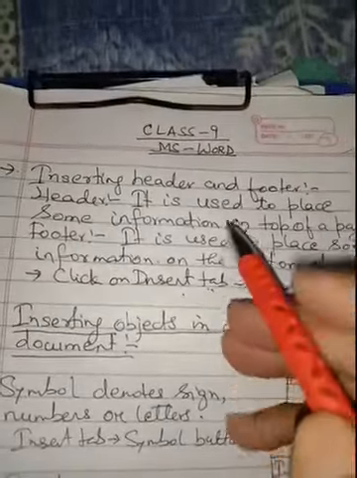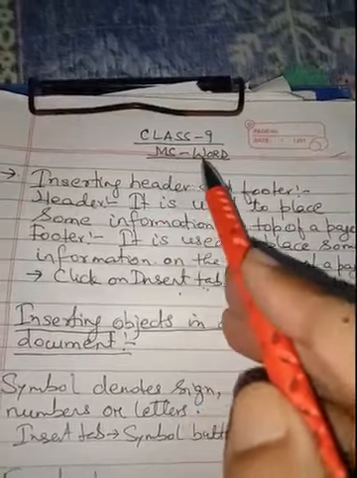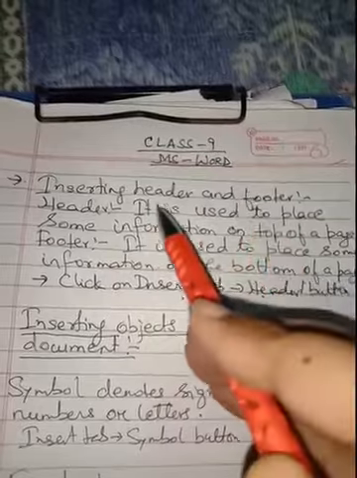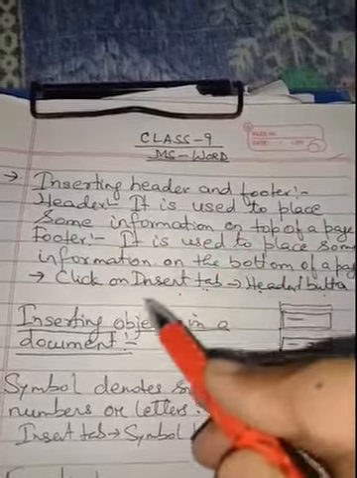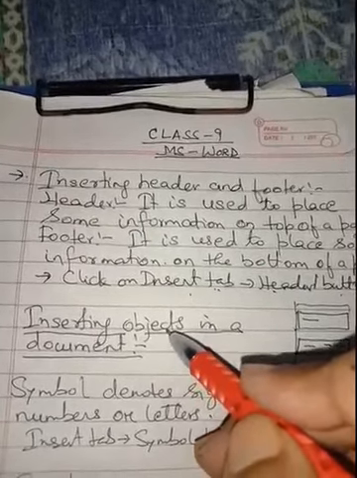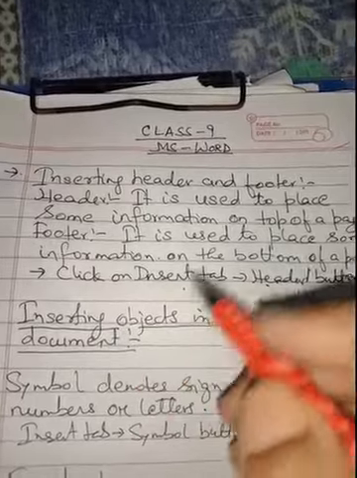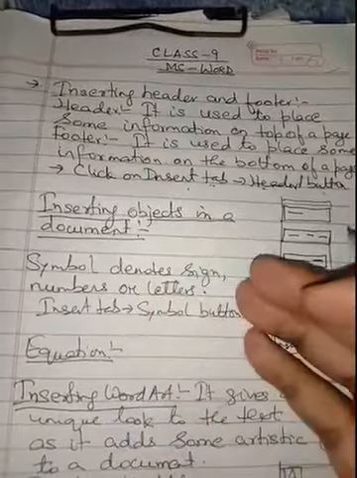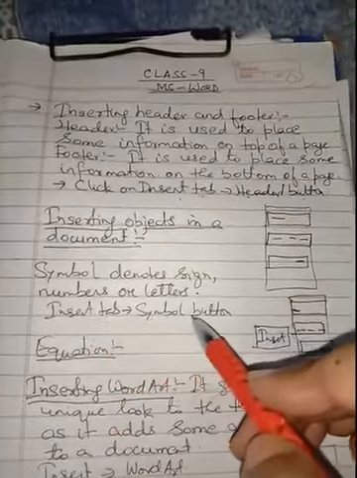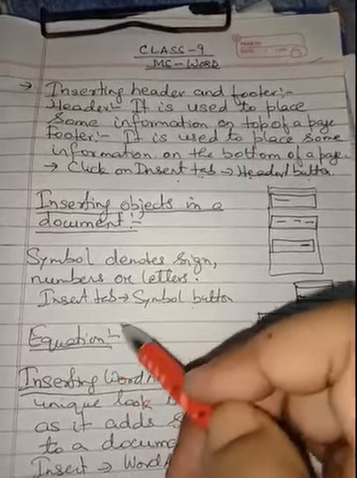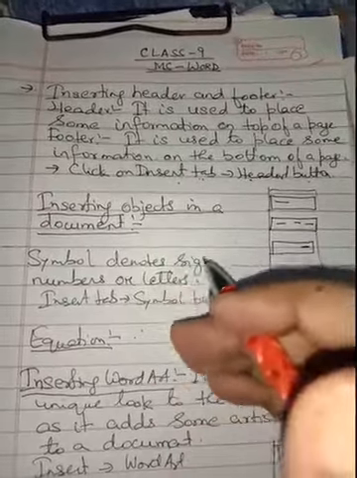So till now in this video, what are the topics that we have discussed? We have discussed MS Word, what is a header and footer, how we insert the header and footer in our document, what are their uses, what is an object, how we can insert the object in a document, what are symbols, what do symbols denote, how we can insert the symbols, what is an equation, what is its importance, and how we can insert the equation in our document.